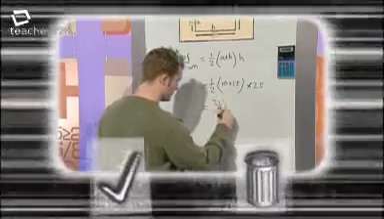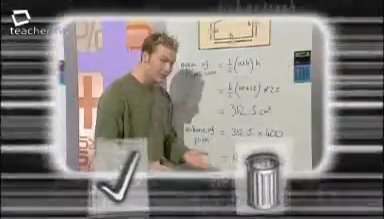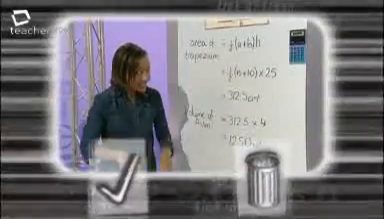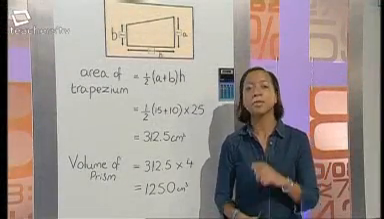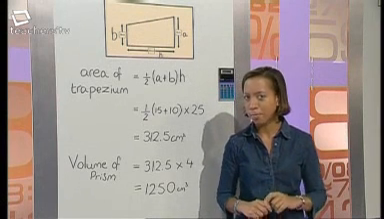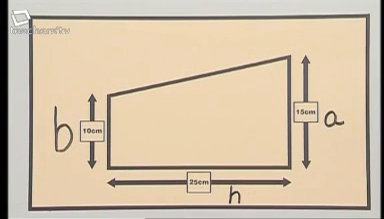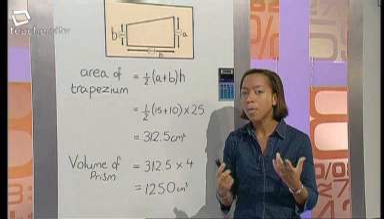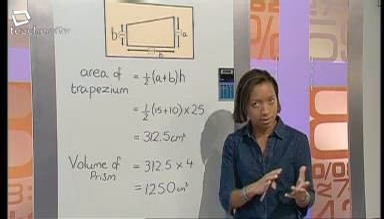So who's working slick enough to get the tick, and who's going to crash out with the trash? Is Jamie right with an answer of 125,000 cubic centimetres? Or is Katie right with an answer of 1,250 cubic centimetres? OK, it was me that was wrong. I made the common mistake of mixing up my units. The dimensions of this shape are given in centimetres, and the length of the prism is given in metres.